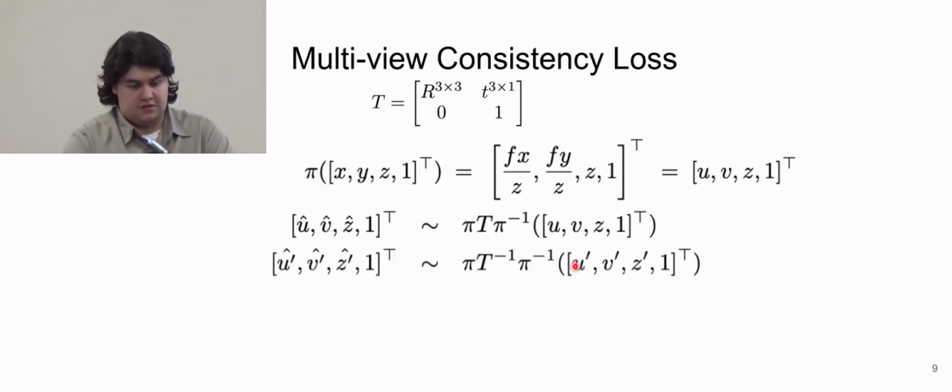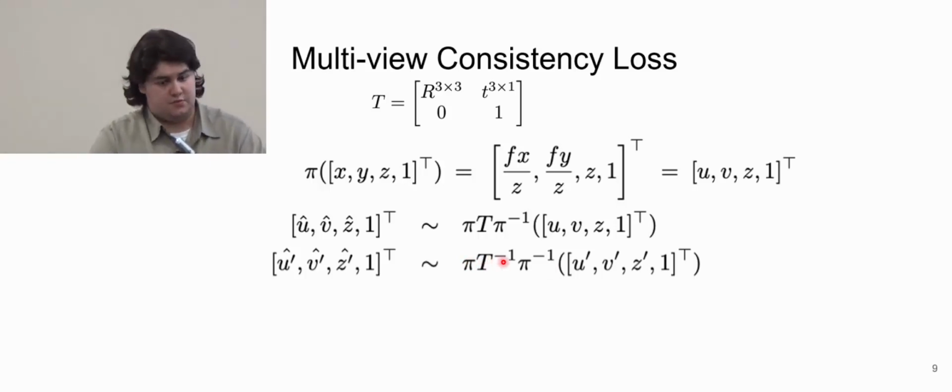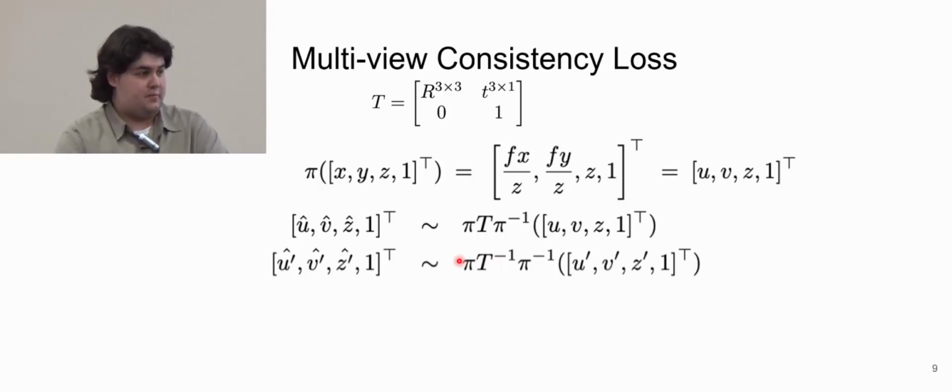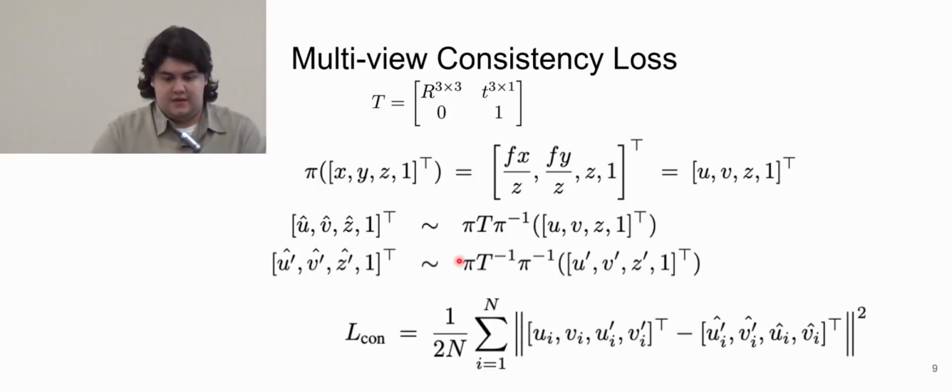And it follows that we can do the same thing for the other image with the u prime, the v prime. We just stick it in the inverse pi. We do the inverse transformation because we already used the other transformation up here. And pi, of course, gets it back from the real world coordinates, the 3D coordinates, into the pixel coordinates.